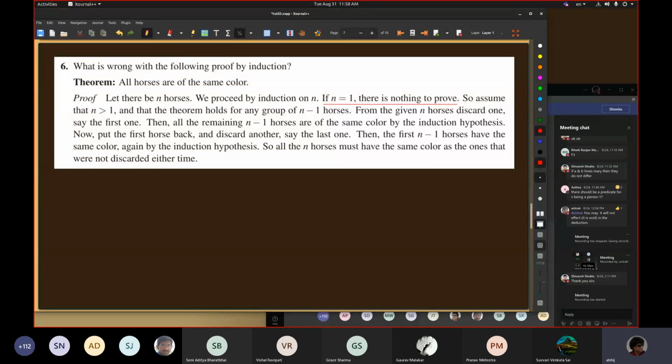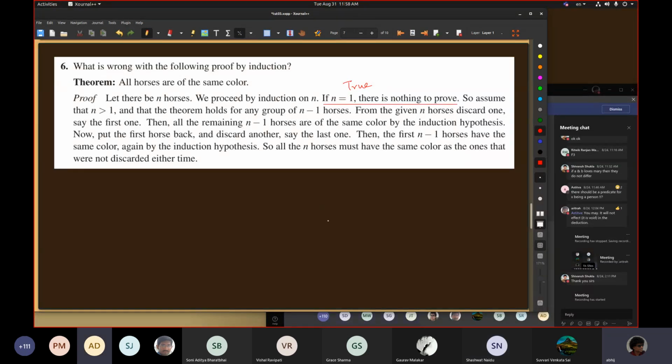This is obviously true. This is true. There is no problem here. So there is no point starting from n equal to 2. Sir, but saying any group of n minus 1 is wrong, right? No, what is the problem? You just try to identify.